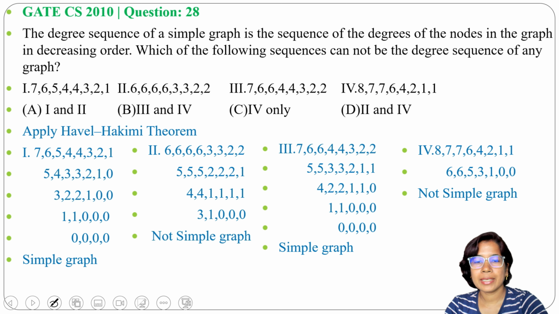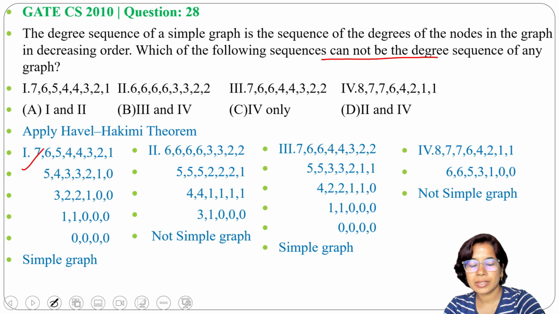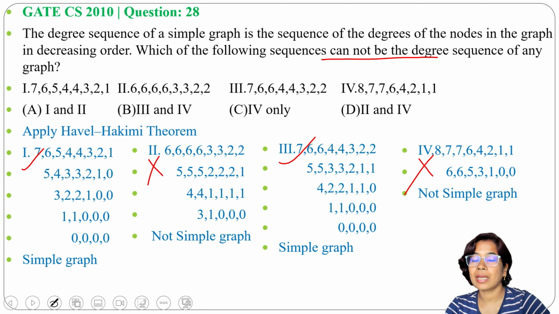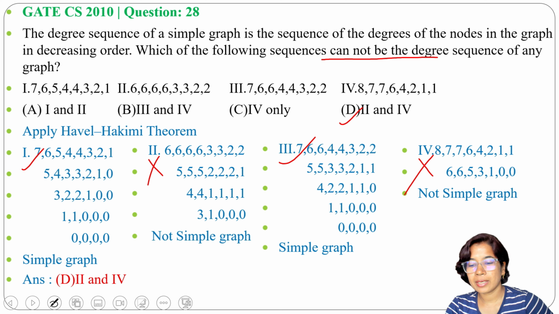In the question it is asking which of the following sequences cannot be the degree sequence of any graph. We found the first and third sequences can be degree sequences of a simple graph, whereas the second and fourth cannot be degree sequences of any simple graph. So just check in which option second and fourth are given. It's present in option D. That's why the answer will be option D, second and fourth.